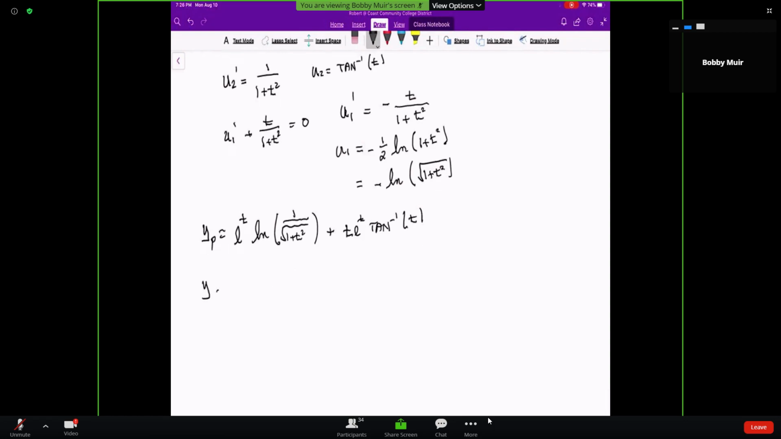So the general solution is going to be c1 e to the t plus c2 t e to the t plus this particular solution. Which you might be able to write a little nicer, but I picked it because it was ugly.